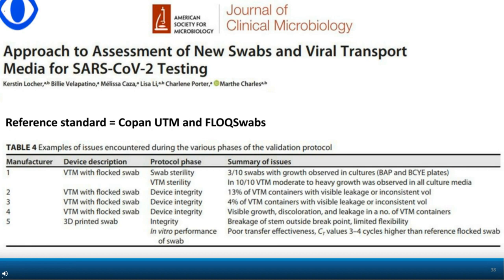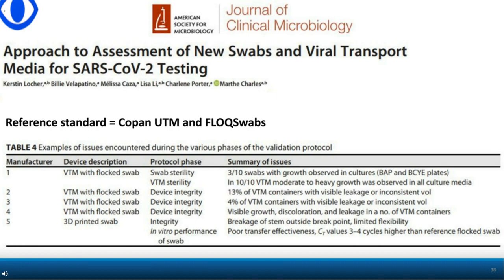Manufacturer 2, about 13% of the viral transport media containers had visible leakage, or they were inconsistent in their fill volumes. Same thing with manufacturer number 3, 4% of the viral transport media containers had either visible leakage or an inconsistent fill volume. With manufacturer 4, they again saw visible growth or discoloration and leakage in a number of the viral transport media containers. And then in 5, they looked at the integrity and also the in vitro performance of the swab.